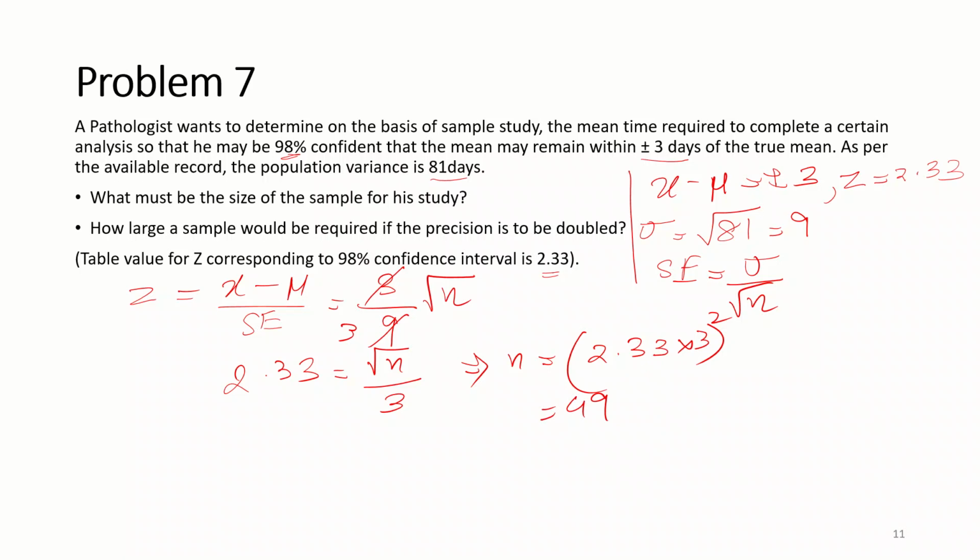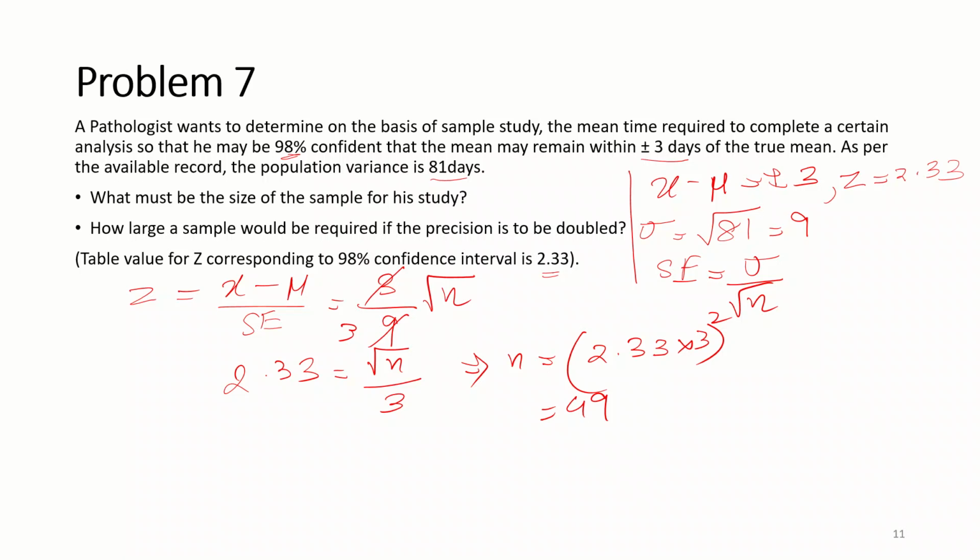So it's just a question, just to reverse. Mostly we will have the number of samples given, and then you have to study and tell the different things that are asked. 48.86, approximately you can have 49. Then: how large a sample would be required if the precision is to be doubled?